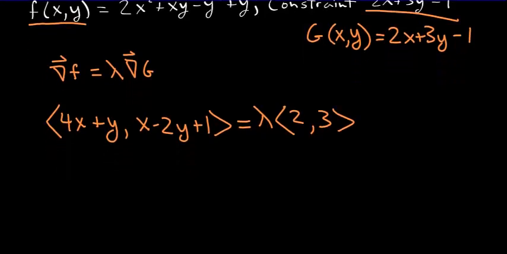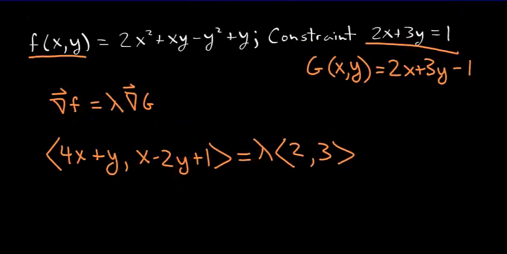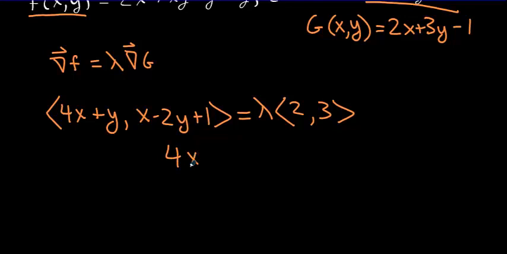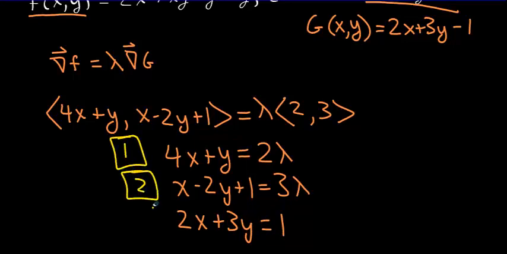Now we set up our equations. So equation 1 is going to be 4x plus y equals 2 lambda. Okay, so I just took the first component from each vector and equated them. Then I've got x minus 2y plus 1 equals 3 lambda. And then finally, for the third equation, I put 2x plus 3y equals 1. I put the constraint. So here's what we've got. We've got equation 1, equation 2, and equation 3.